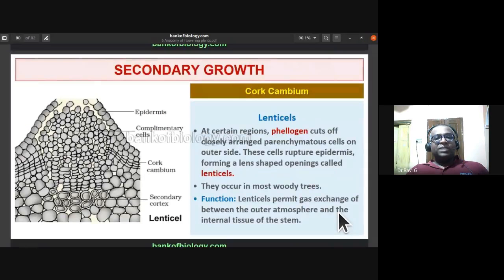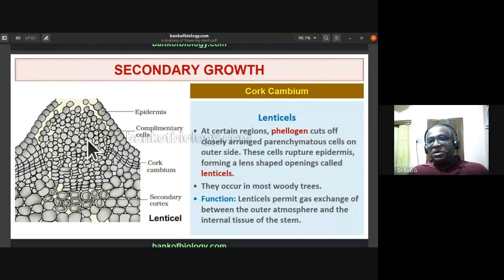So I was still speaking about lenticels. At certain regions, phellogen cuts off and the epidermis ruptures. Those openings are called lenticels. At certain regions, the phellogen, the cork cambium, cuts off closely arranged parenchymatous cells. For 2 marks, they have asked many times this diagram of lenticel.